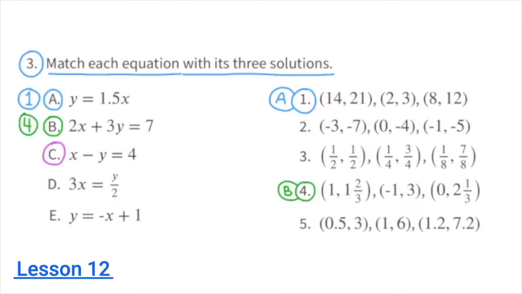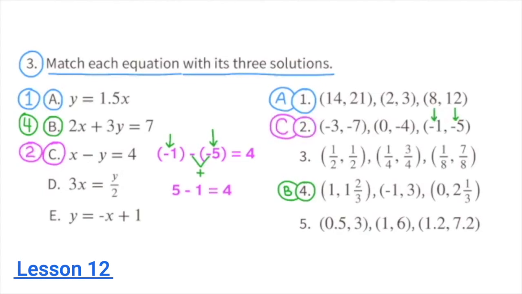C. x minus y equals 4. -1 minus -5 equals 4. Minus a -5 is like the opposite of -5, or plus 5. So this would read -1 plus 5 equals 4, or 5 minus 1 equals 4. You'll find the solution that has a -1 and a -5 in the solutions for number 2. Equation C is a match for the number 2 solutions.